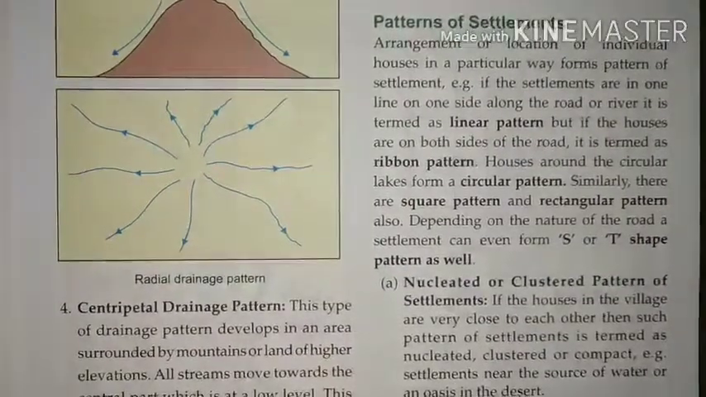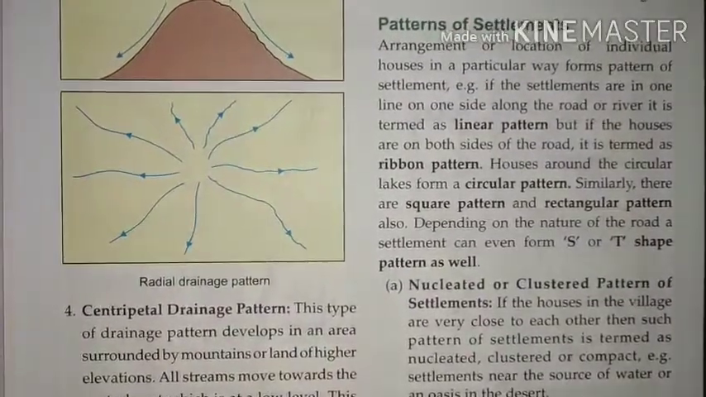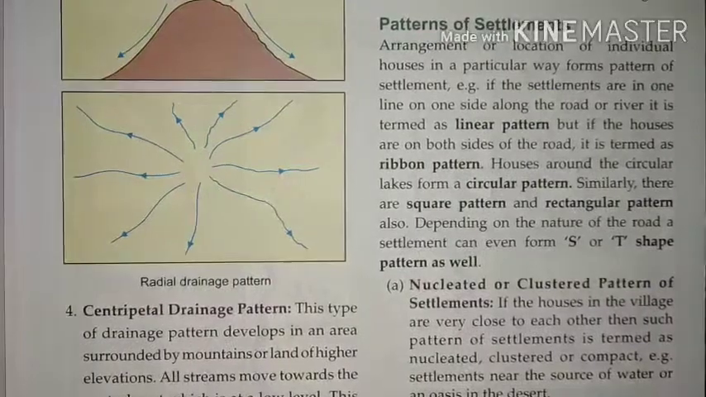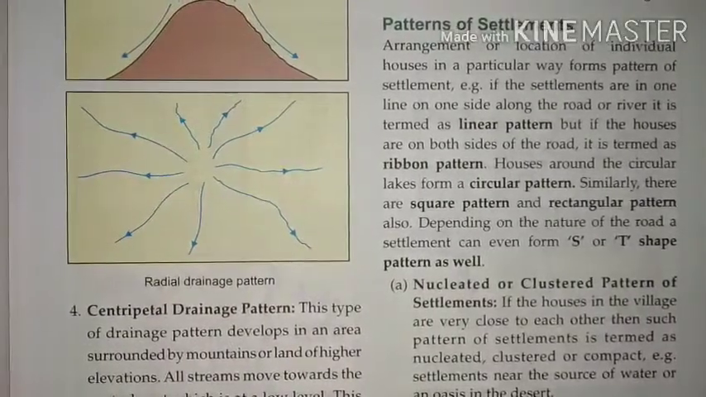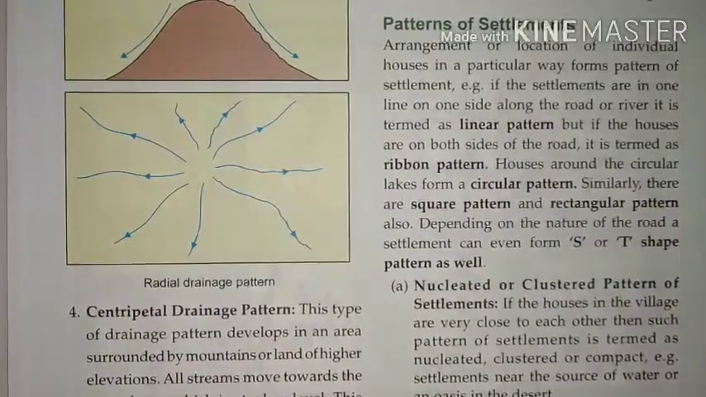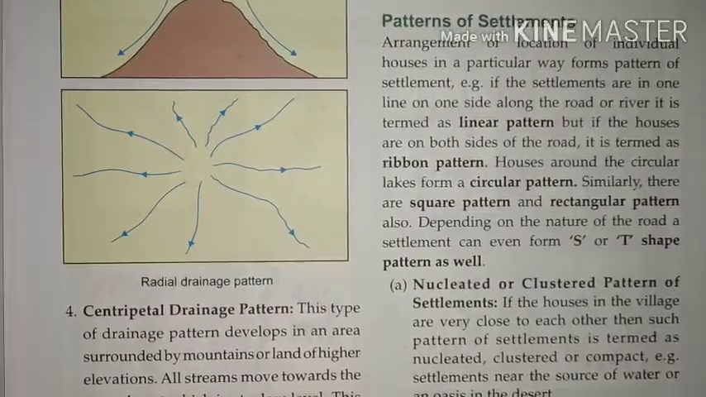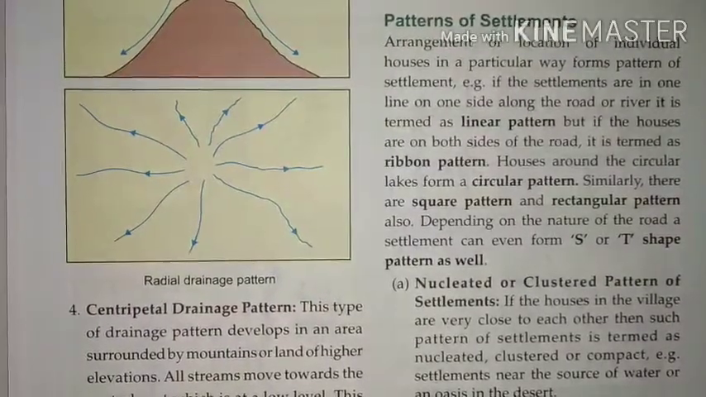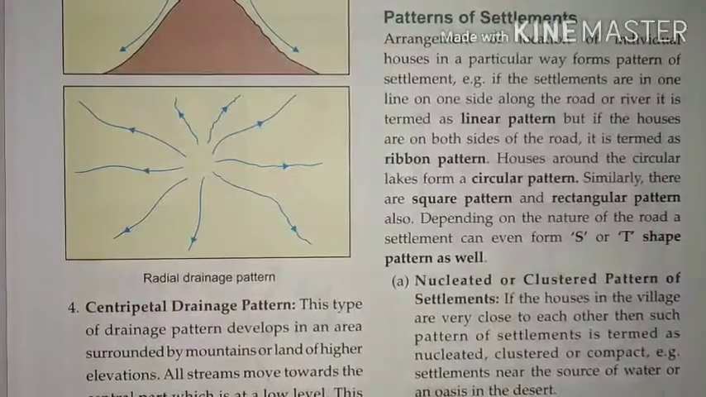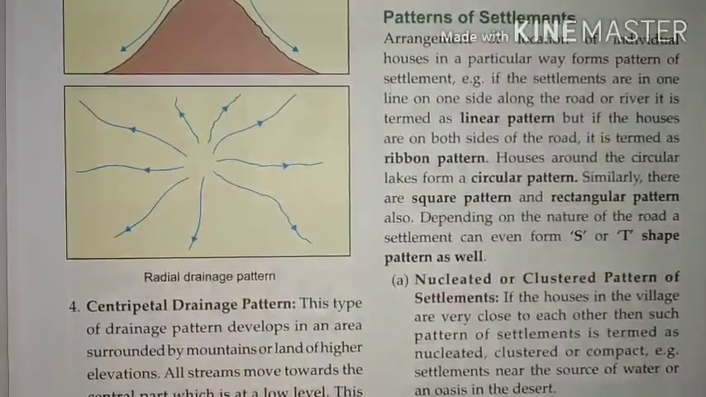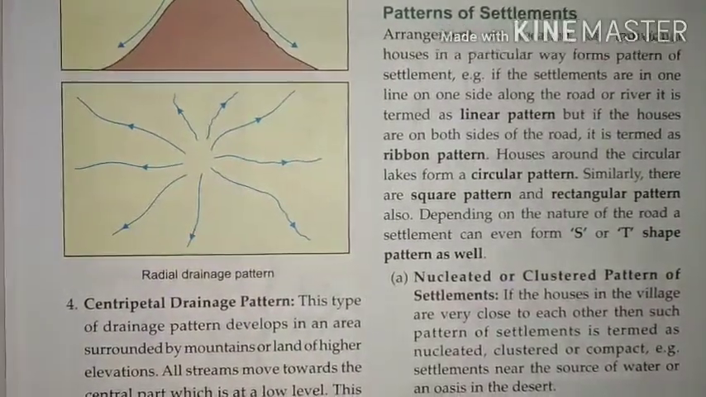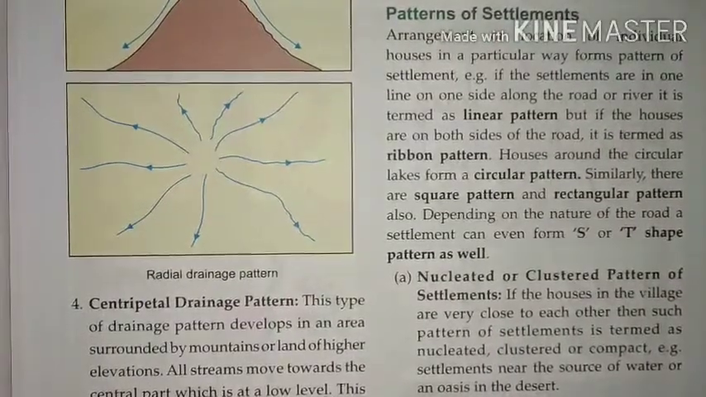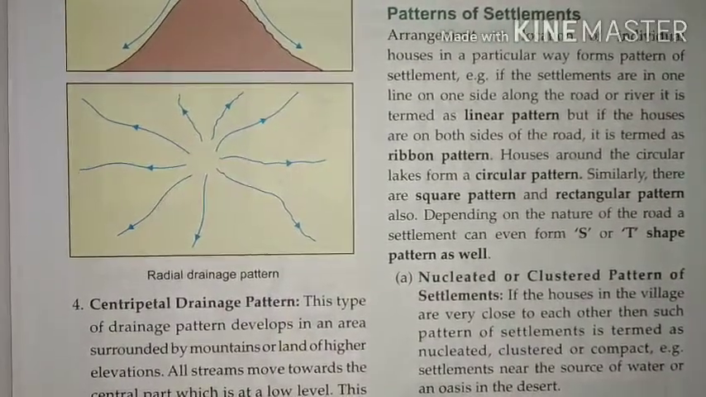Now let us talk about patterns of settlements. Arrangement or location of individual houses in a particular way forms pattern of settlement. For example, if the settlements are in one line on one side along the road or river, it is termed as linear pattern. But if the houses are on both sides of the road, it is termed as ribbon pattern.